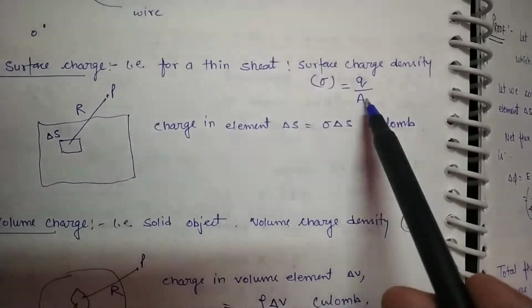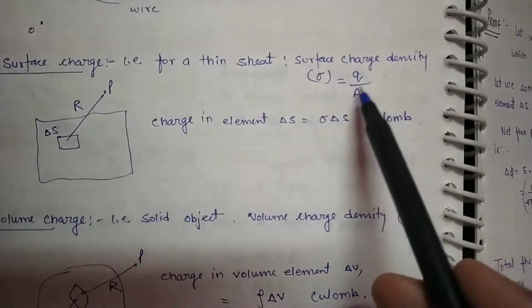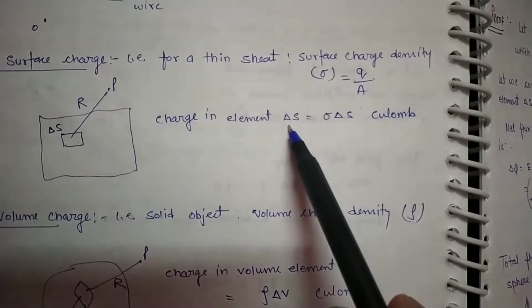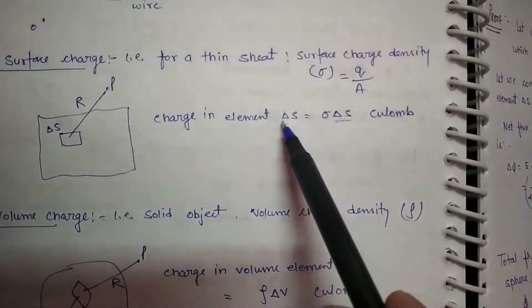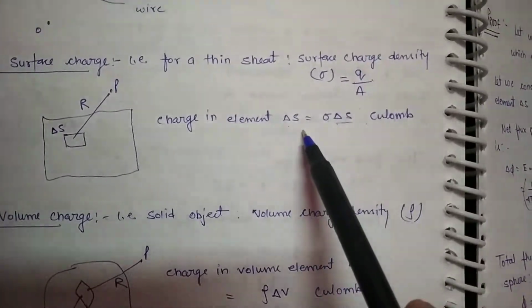Now if you multiply it with a small area, you can get the total charge on it. Similarly here for delta S, I multiply the surface charge density with the small given area. So I get the total charge present in that area. So this way also we can do it.